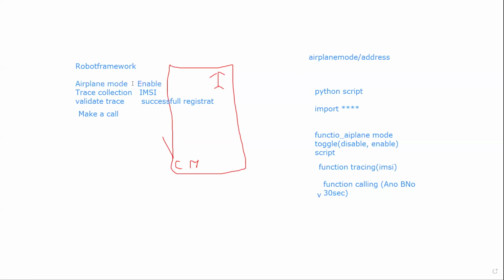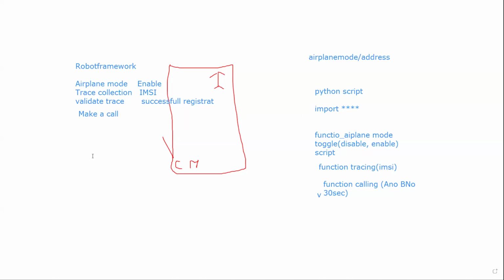First airplane mode, what we are doing, enable trace collection. For whom? For this particular IMSI. Validate trace, what we have to validate, whether successful registration happened or not. I will show all this, like how in Wireshark, whatever I am explaining, first we will do it manually. If you know how to find this path manually, how to write a function from basic, then only you can automate it, right?